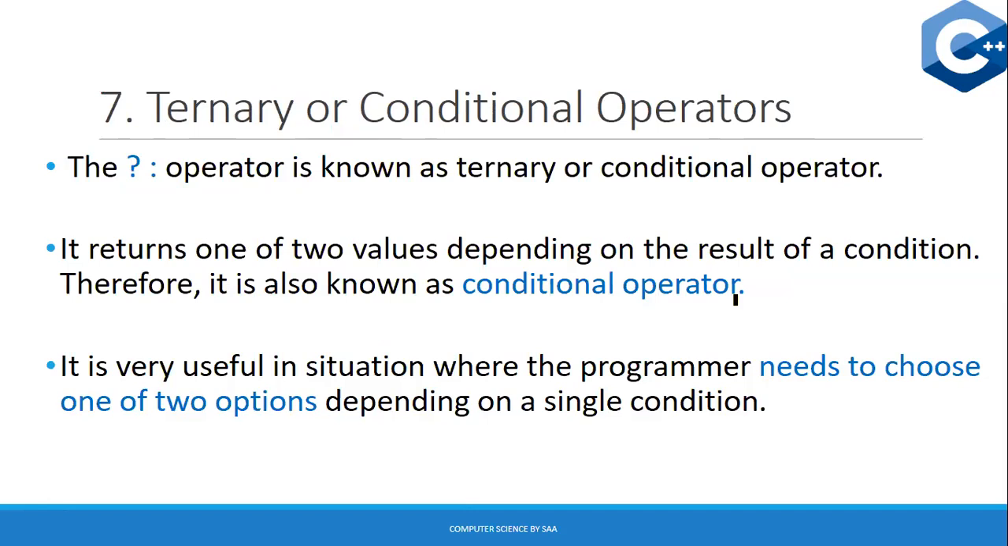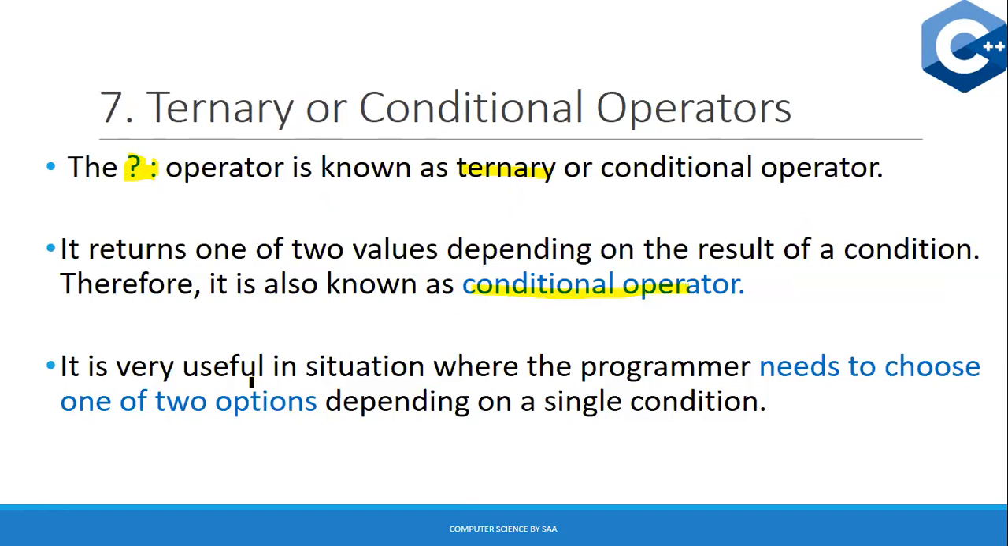The last one is the ternary or conditional operators. This question mark in combination with the colon symbol is known as the ternary or conditional operator. They are known as ternary operator because it takes three operands. It basically checks the condition. That's why it is known as the conditional operator.